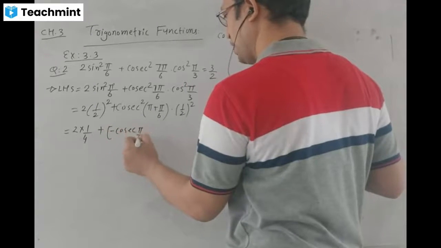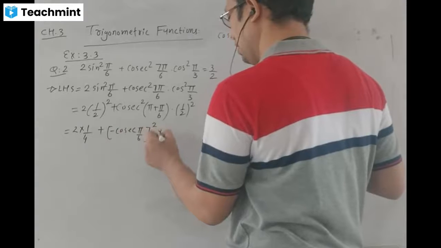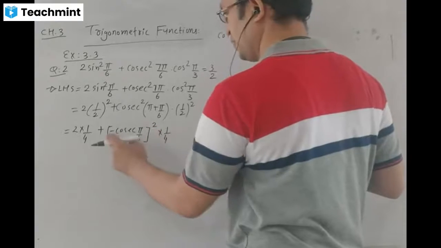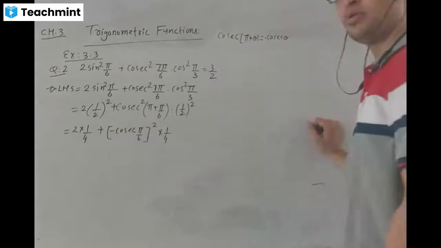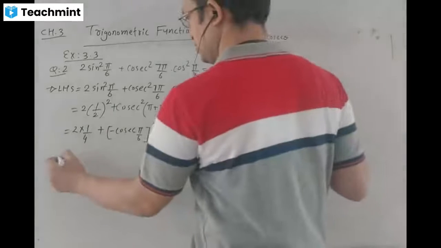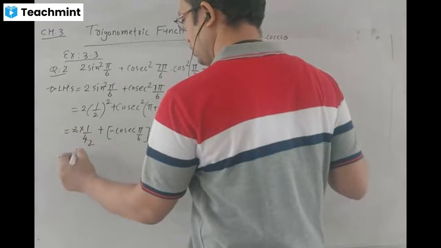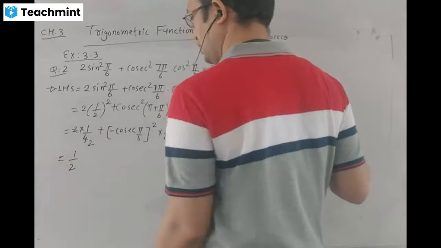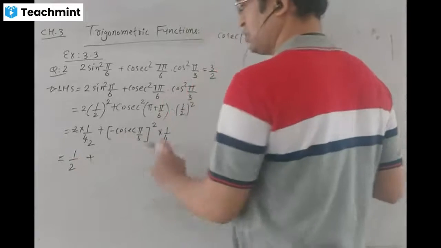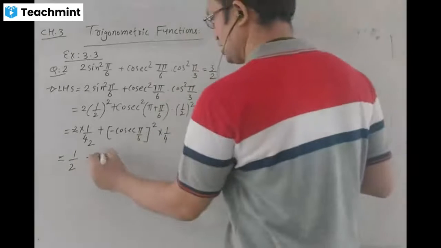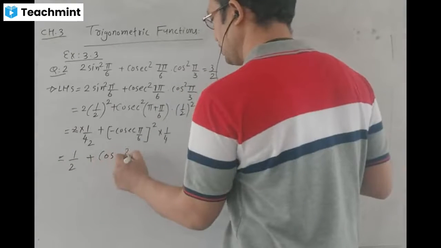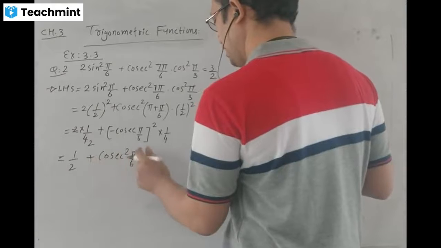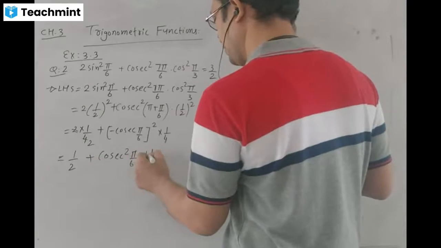Negative cosec pi by 6 whole square into 1 by 4. Negative square is positive, cosec square pi by 6. 2 1s are 2, 2 2s are 4, that is 1 by 2. Negative square is positive, positive cosec square pi by 6. Multiply with 1 by 4.